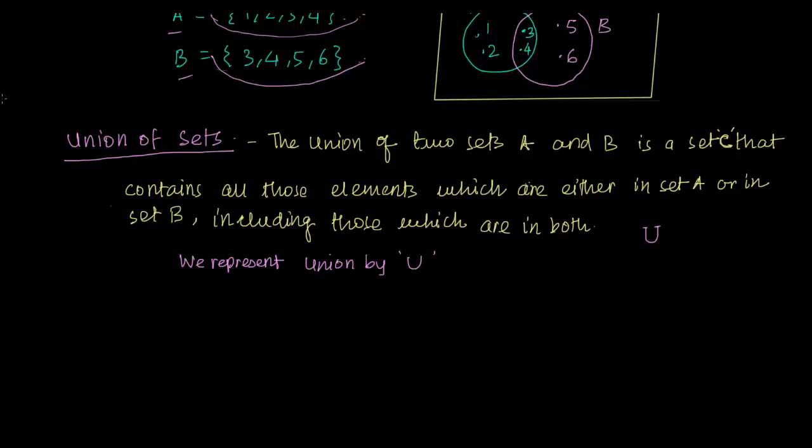And how do I write it in symbols? So if I have a set A and I want the union of this set with another set B, we write A union B is the set of all X.